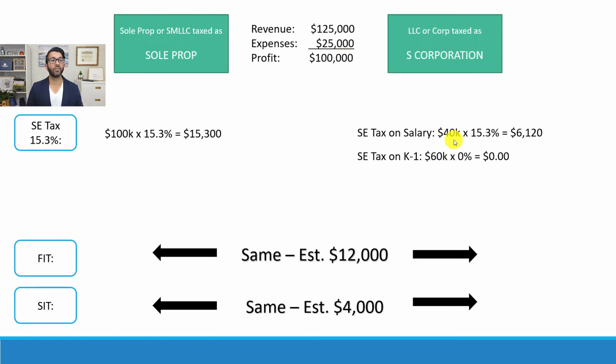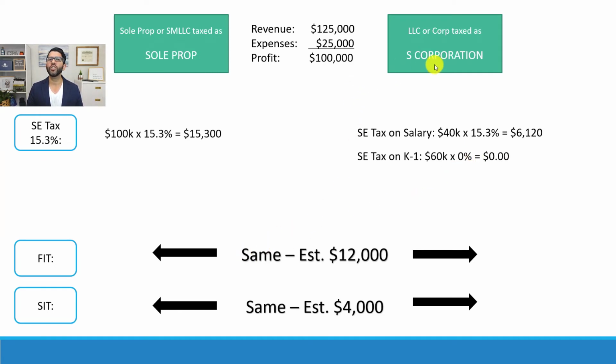The reason why people do this is because if they take a salary on the 40 grand, now only the salary is subject to the 15.3% in self-employment taxes. So if we do the math, 40,000 times about 15% is $6,120. On the distribution, the transferring of business profits to your personal account, the portion that you're not running through payroll is the 60,000. You don't have to pay self-employment tax on that. So it's $0 that you pay there as it relates to Social Security and Medicare taxes.